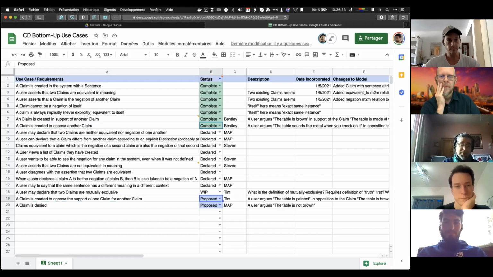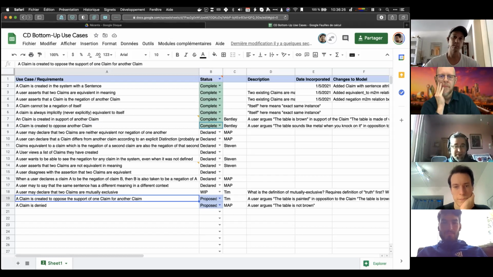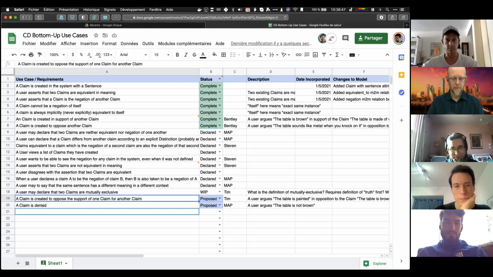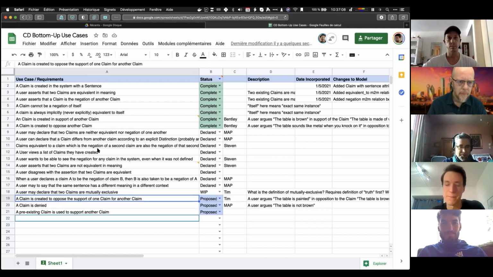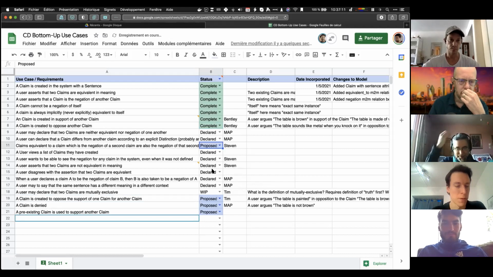For me, the distinction between claim and argument, and the materialization of opposition and support into something else, is what we will tackle when we attack this one, 19. That would be my priority. And the one I wrote, claim in relation to negation, was a claim equivalent to a claim which is a negation of a second claim, and also the negation of that second. Line 11 is the one that I personally think we should have done before the support and oppose. So should I make it proposed? Yes, let's make it proposed. The document is open. Excellent.